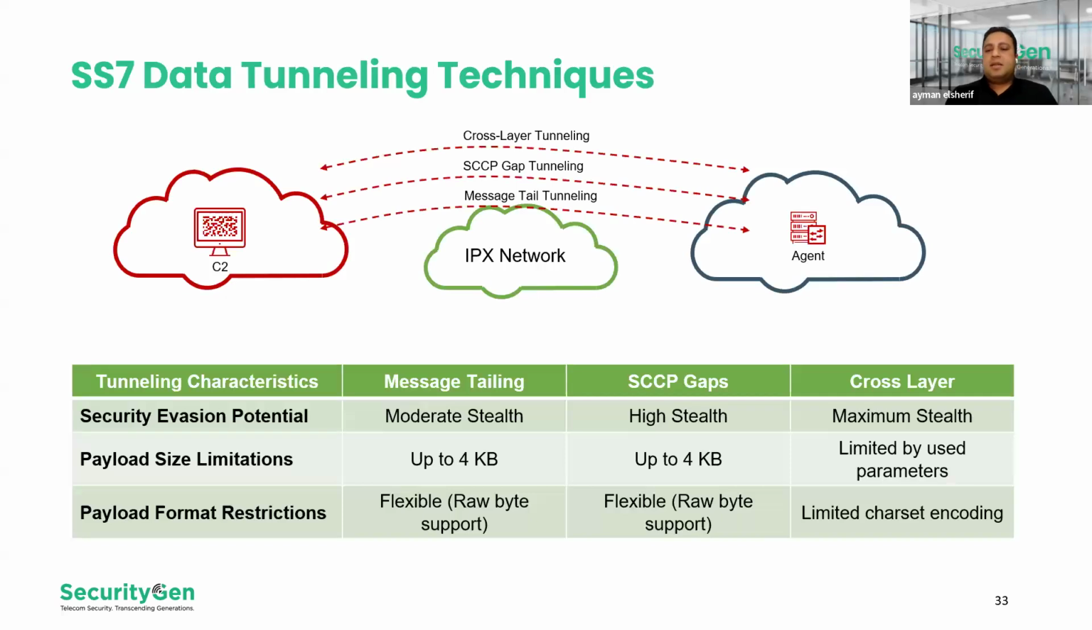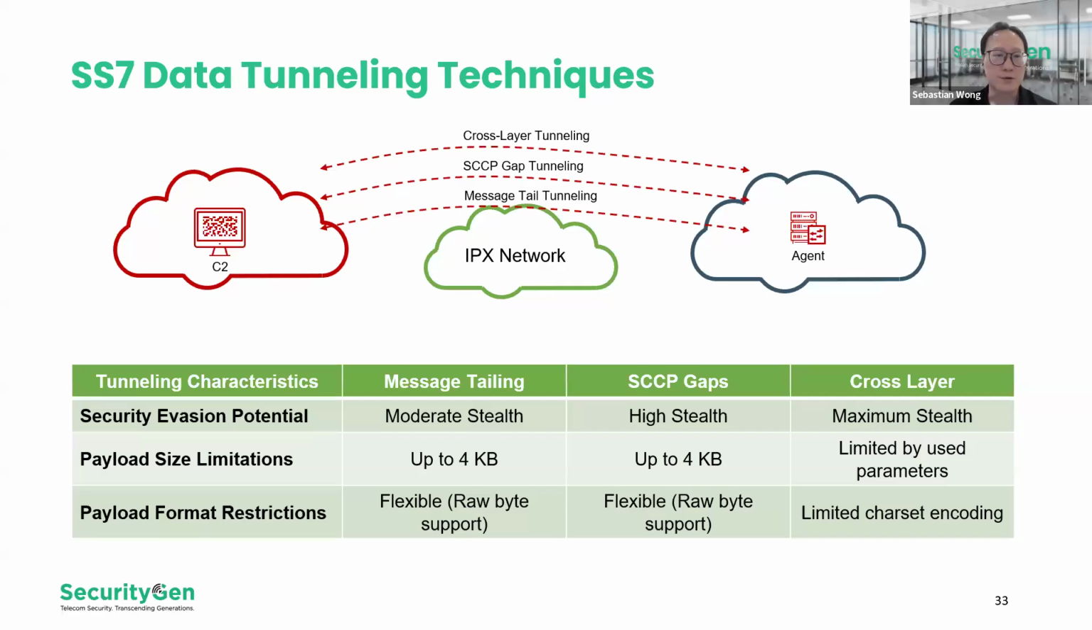So far, we have discussed 3 different tunneling techniques. Some offer maximum stealth, but with limited capacity, while others allow for higher data throughput at the cost of reduced stealth. We discussed message tailing, SCB gaps, and cross-layer tunneling. Given the limited focus on monitoring outbound signaling traffic, we believe even achieving maximum stealth may not be necessary for adversaries because actually no one is looking at this traffic at all.